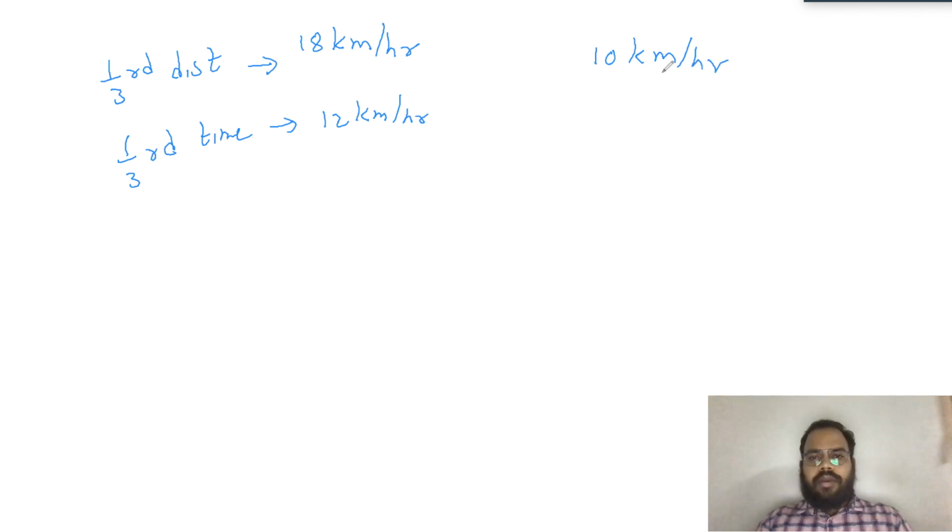So I'll again repeat the question for you. A car travels 1/3 distance with velocity 18 km per hour. In the remaining time, the car travels 1/3 of the remaining time with velocity 12 km per hour, and lastly travels with 10 km per hour. Take your 2 minutes and solve.